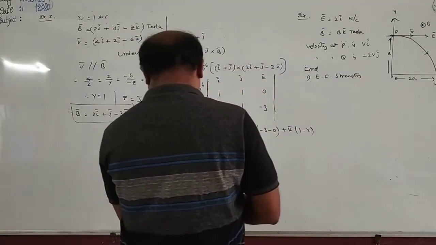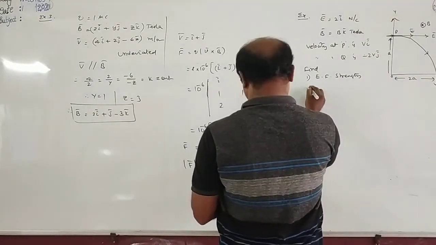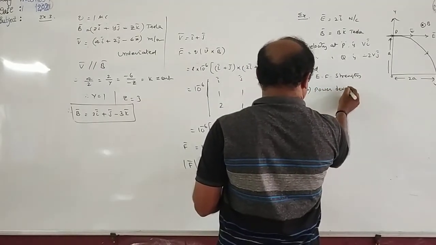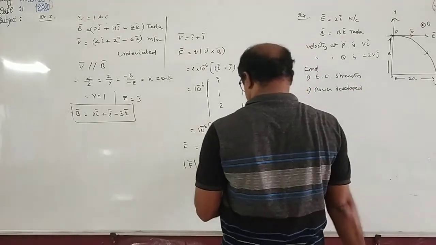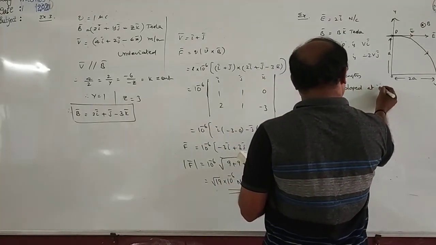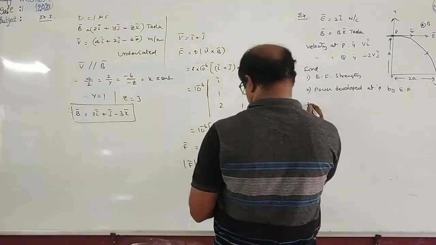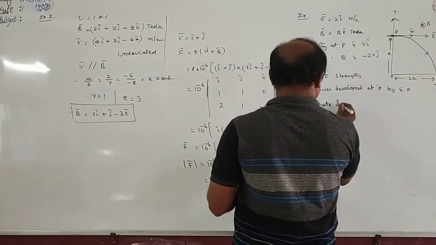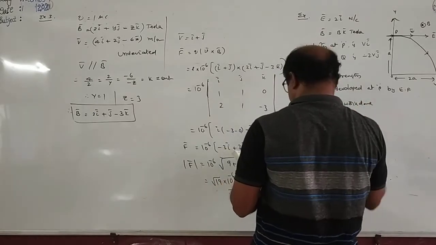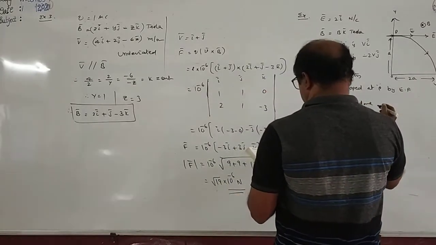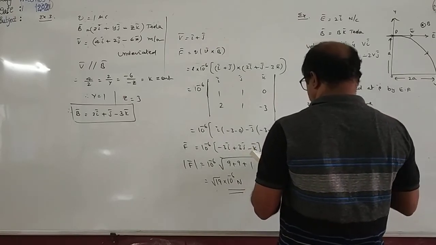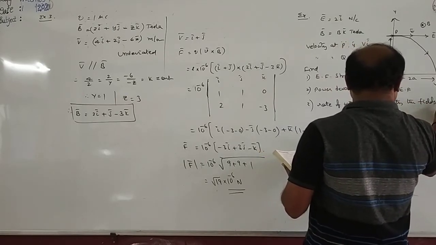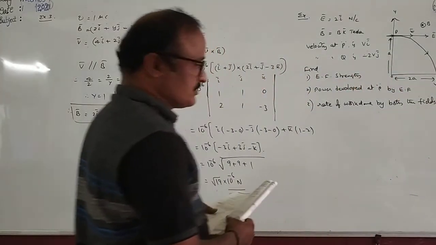Find the electric field strength. Second one, the power developed by the electric field at P. Third one, rate of work done by both the fields at Q. These are the questions.